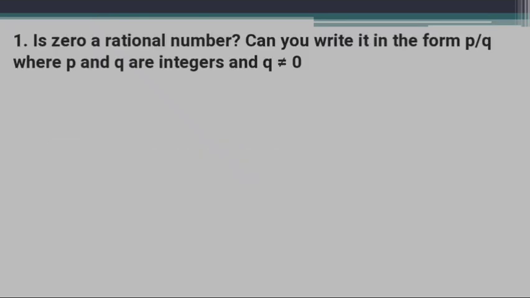Let's see the first question. Is 0 a rational number? Can you write it in the form of p by q where p and q are the integers? So this is the condition of rational numbers. So can we write 0 in the form of p by q? Is 0 a rational number? We have to say 0 is a rational number or not.